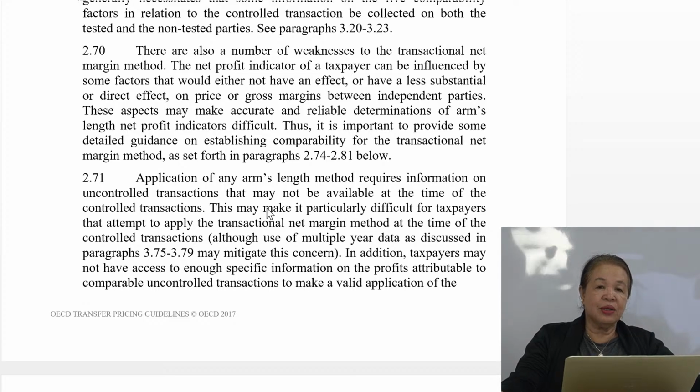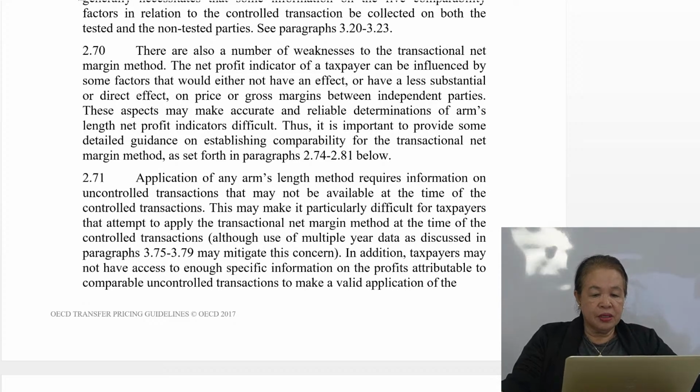Why? Kasi we are using the net margin. At ano ba yung net margin natin? You arrive at the net margin, yung bottom line na sa income statement, no? So you start with the sales or gross receipts less direct cost or cost of sales equals gross profit, less operating expenses. So in the operating expenses, napakarami ng factor that sometimes hindi naman talaga nag-affect doon sa profit, no?